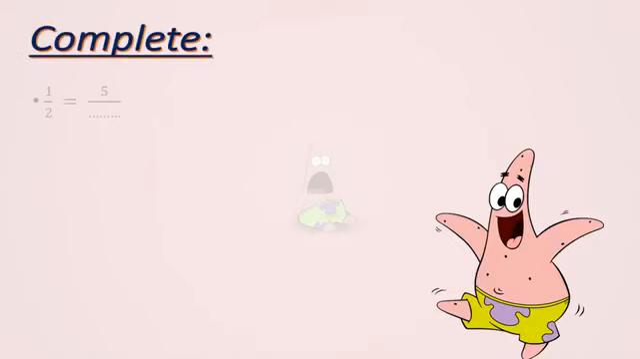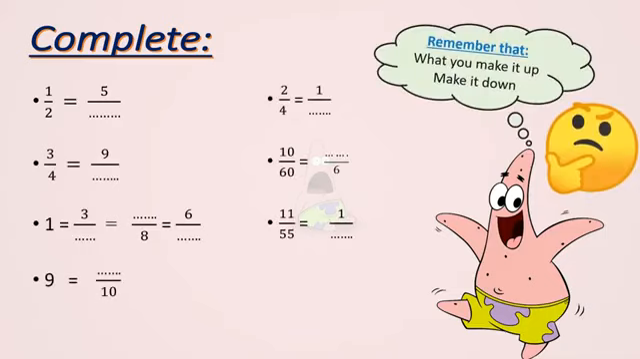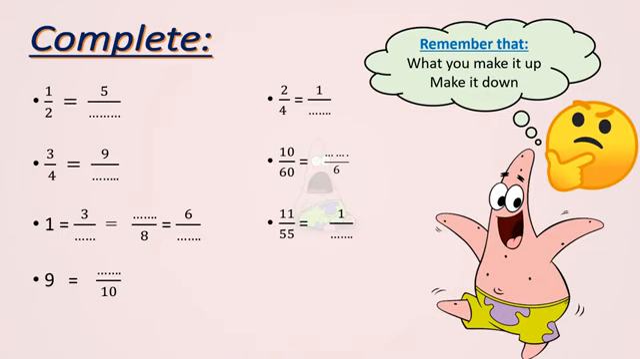Okay, let's complete or get the equivalent fraction. I can get many equivalent fractions by multiplying the numerator and the denominator by the same number. Like 1 over 2, how can I get an equivalent fraction to 1 half as 5 over what? What's the denominator? First, you can see that if the fraction gets bigger, that means you are going to multiply.